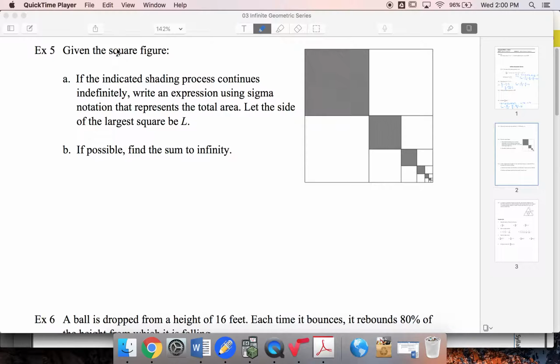And I can't remember if I fixed this typo on your document or not, but hopefully yours says: given the square figure, the shading process continues indefinitely. Write an expression using sigma notation to represent the total area.